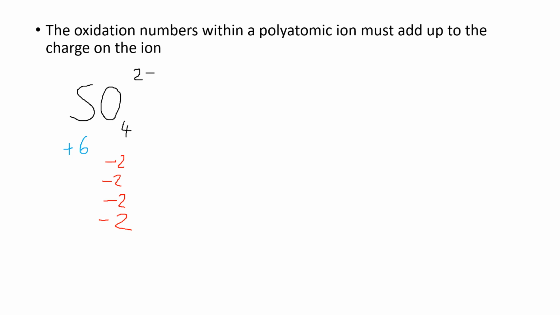Let's look at another example. If you have the nitrate ion, NO3-, the oxygen is -2. That makes -6 because there's 3 of them, but you need to get back to -1, so you have to add 5, so the nitrogen must be +5.